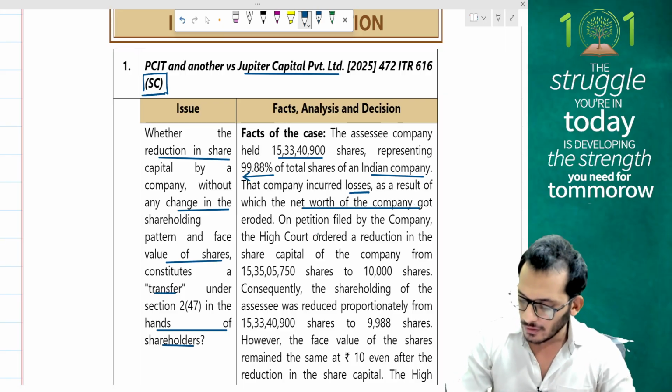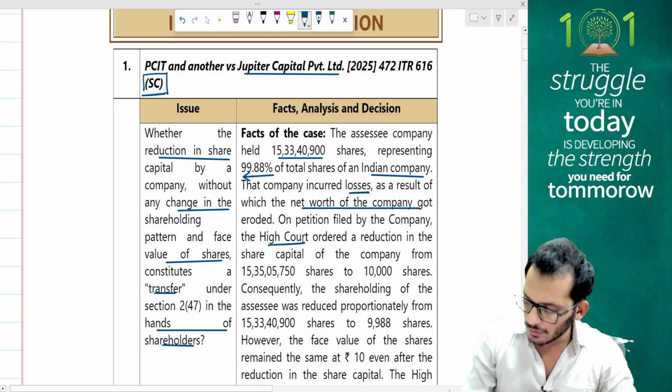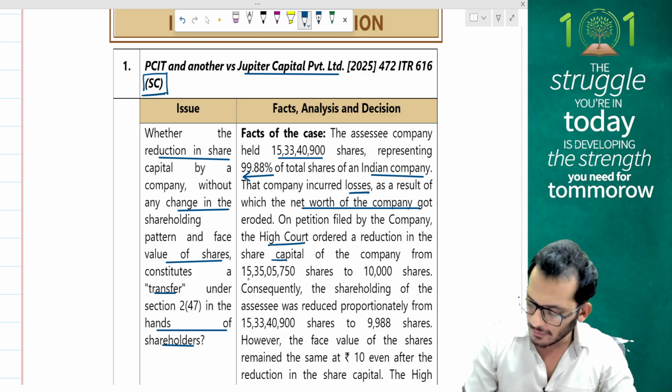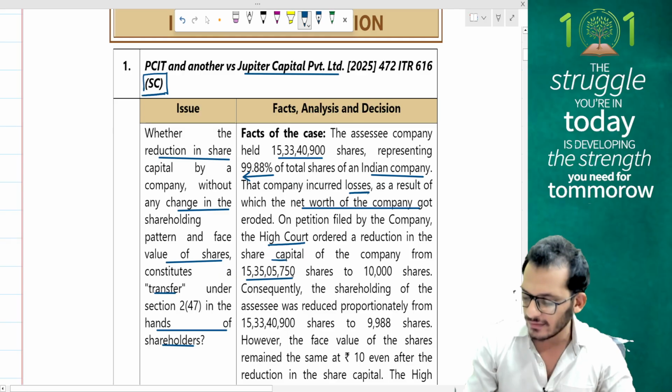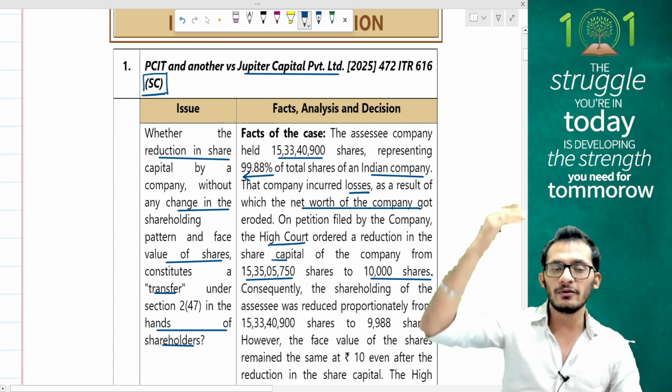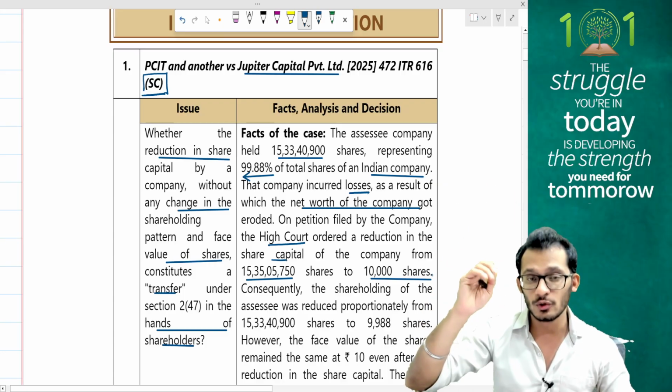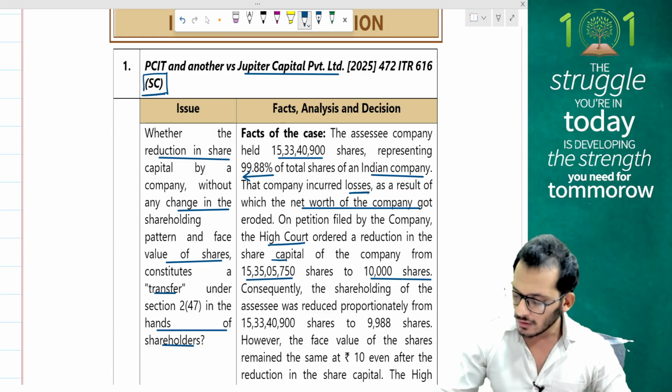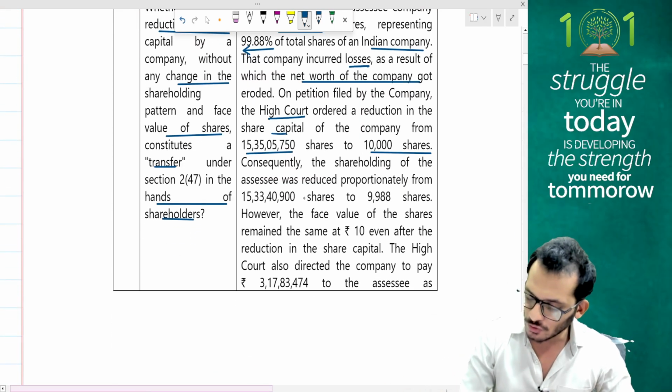Double benefit. On a petition filed by the company, the High Court had ordered a reduction in the share capital of the company from 15 crore 35 lakh shares to just 10,000 shares. So the court order came in and they said, remove the 15 crore shares, make it only 10,000 shares. Do a complete reduction of share capital. Consequently, the shareholding of the assessee was reduced proportionately from 1533 to 9,988.